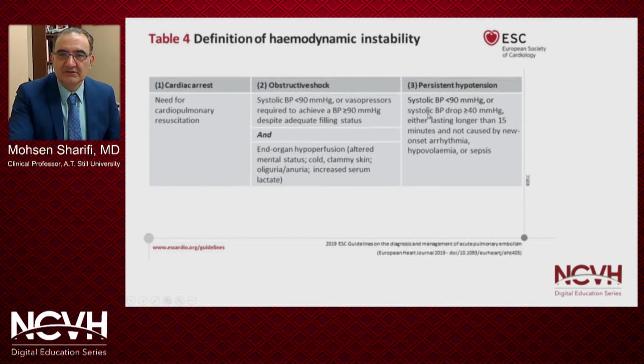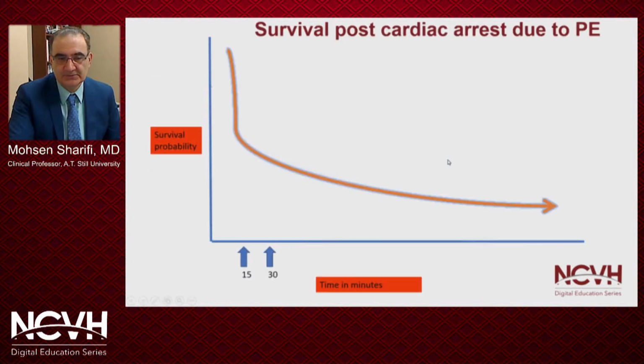The better part of the spectrum is persistent hypotension with systolic blood pressure less than 90, or a systolic blood pressure drop of over 40 millimeters of mercury, which lasts longer than 15 minutes and is not caused by a reversible cause such as an arrhythmia, hypovolemia, or sepsis.